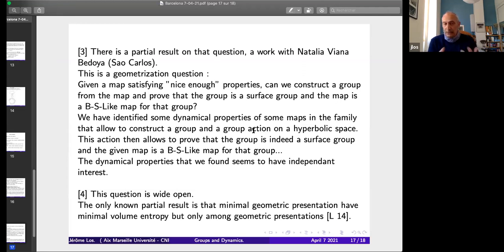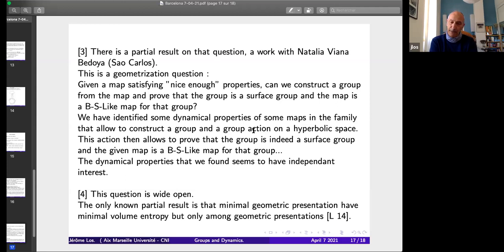And this is why I call this a geometrization question, because you start from the map and you get a geometry. The geometry is a group action. And what we did with Natalia Viana-Bedoya was to identify some quite nice dynamical properties for some map in the class that, for this subclass, allow us to construct a group and a group action on a hyperbolic space. And then from this action, we could prove that the group, in fact, is a surface group, and the map, in fact, is a Bowen series-like map for that group.